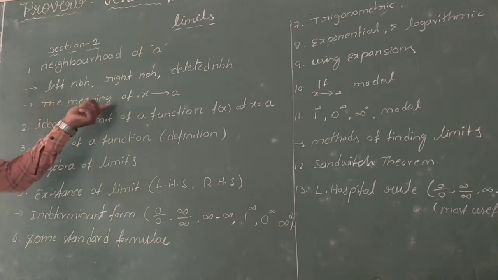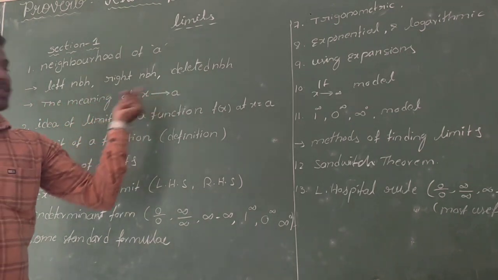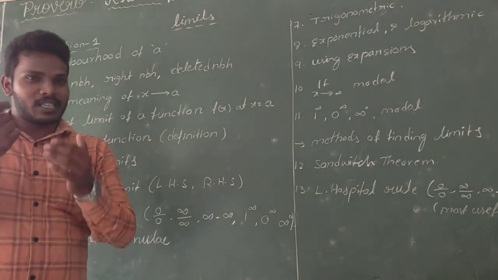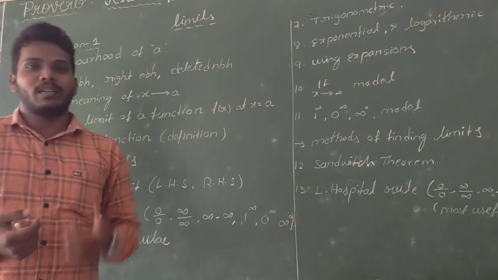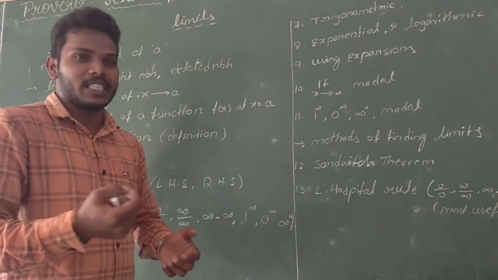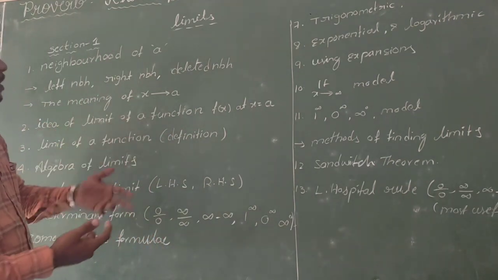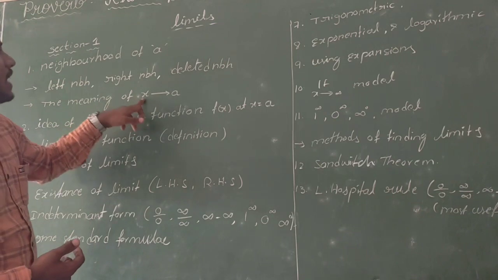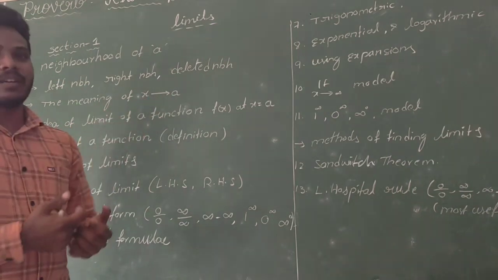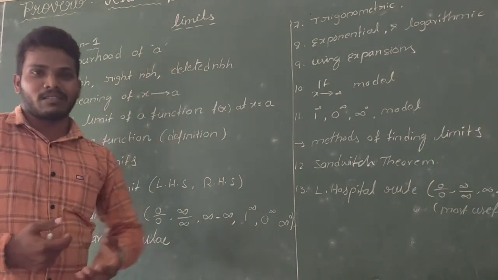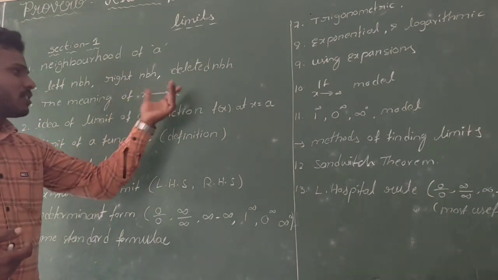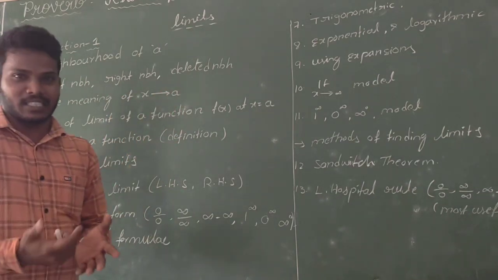Next, the meaning of x tends to a. We are familiarly using limit x tends to a, limit x tends to 5, limit x tends to 2 like this. So what is the meaning first of all? Before applying the limit, x is our running variable that reaches some other value a. So x tends to a. What's the meaning, and how do we consider that?